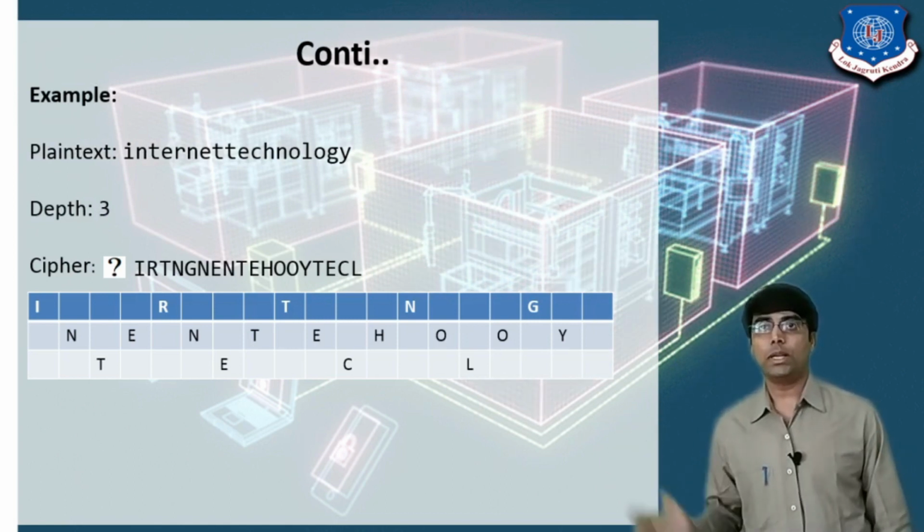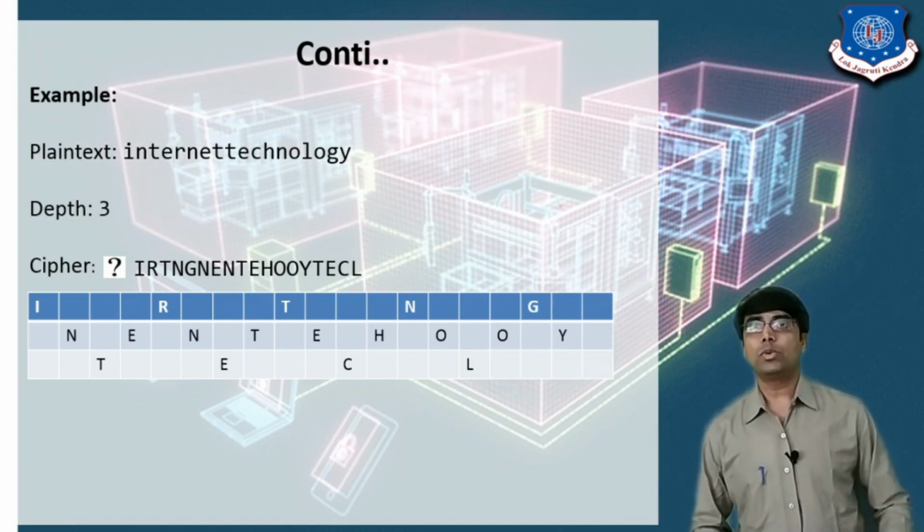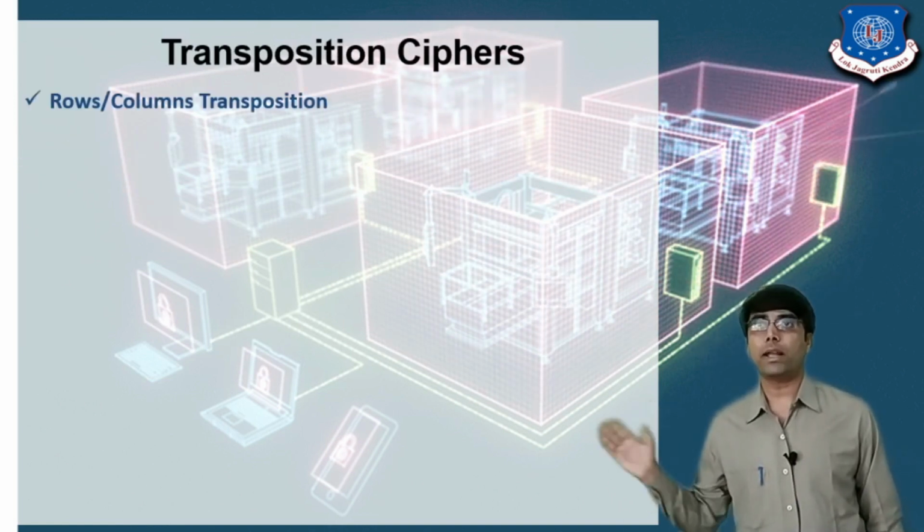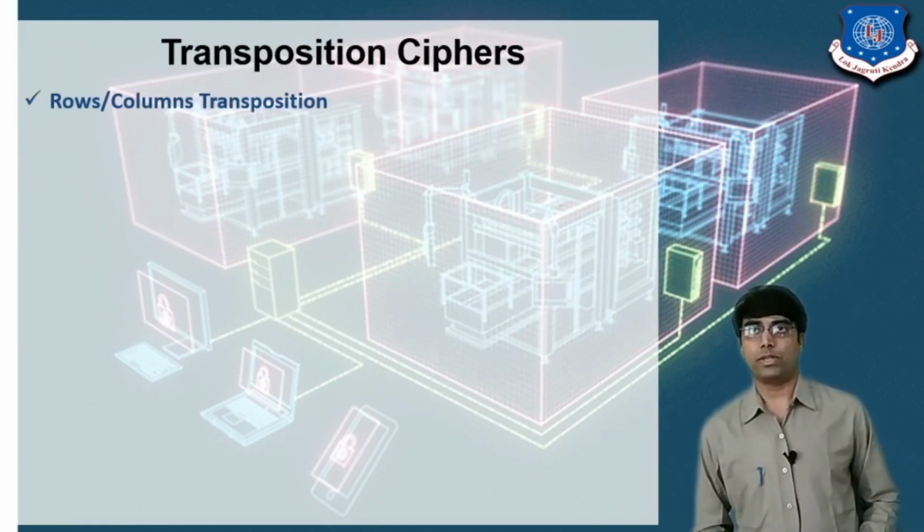Now the third row, T E C L. So there is one limitation: it is easy to break. To overcome this limitation, we will use the second technique, row column transposition.